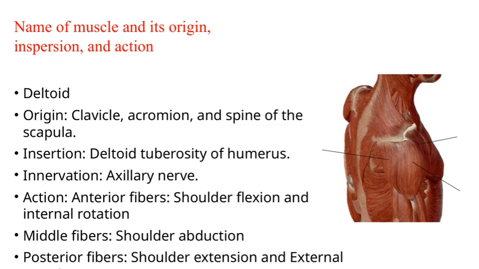Let's take a closer look at the deltoid muscle. Its origin points are the clavicle, the acromion, and the spine of the scapula. These attachment sites make it quite versatile in shoulder movement.